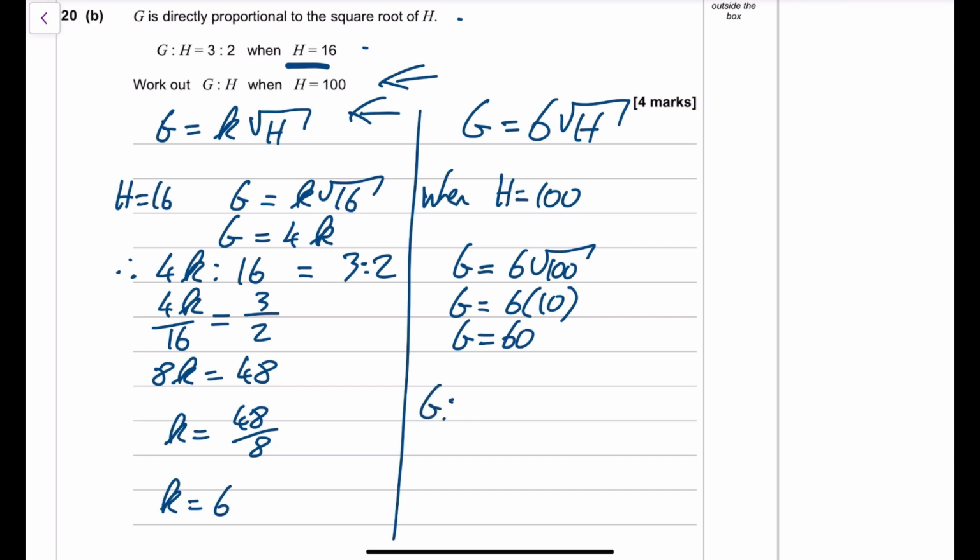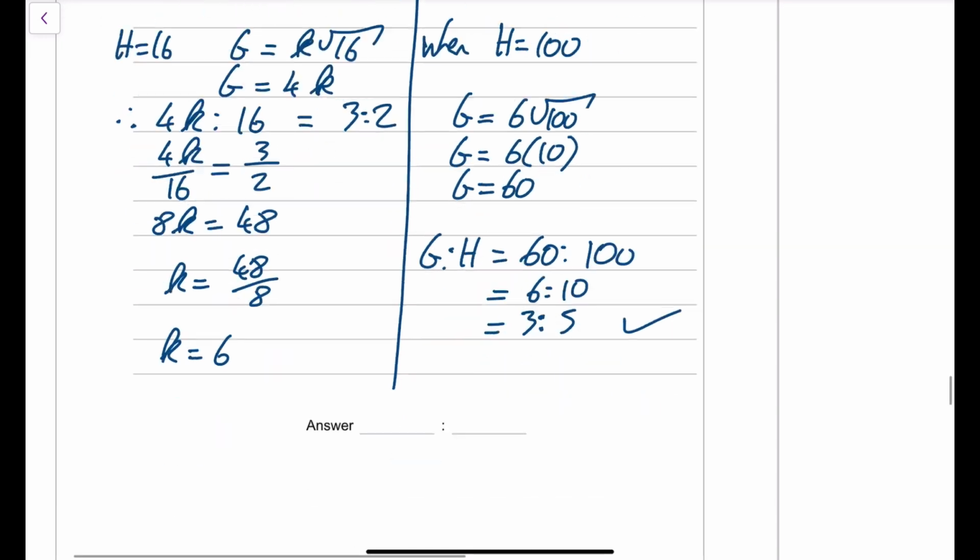And then we'll just do our G to h is 60 to 100. And that's just going to be 6 to 10, which is 3 to 5. And I don't think you would simplify that any more than 3 to 5. That would do you. Otherwise you could write it as 1 to 5 over 3 or whatever, but it's not going to be too nice.